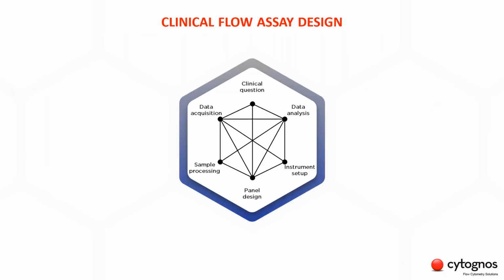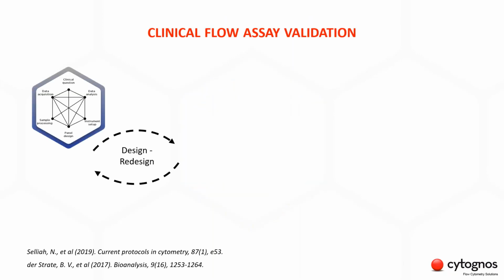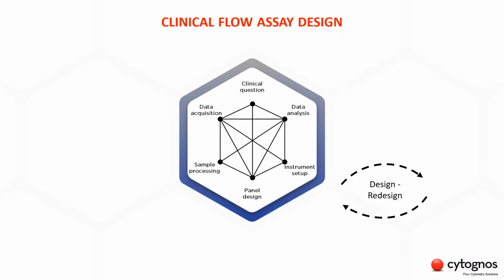Now, before introducing a new test in the lab, we need to carefully design and clinically validate the assay. To design a new test, there are several aspects we need to keep in mind. First of all, it's the clinical question we want to answer. And this is going to determine the panel design, the sample processing protocols, the instrument settings, the data acquisition parameters, and for sure the data analysis strategy. And once we come up with the antibody panel, we need to test the entire assay. This is an iterative process that can take many rounds of design and redesign before we complete.